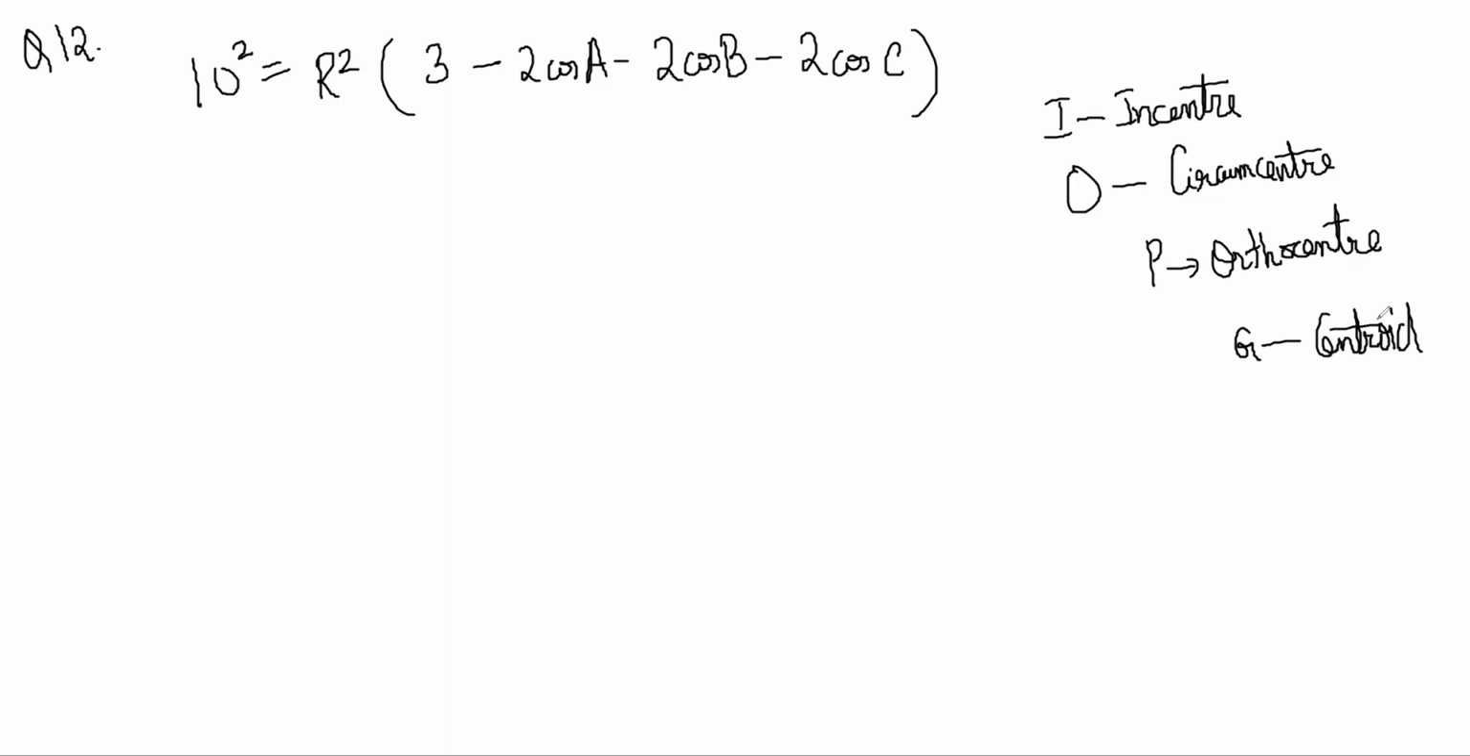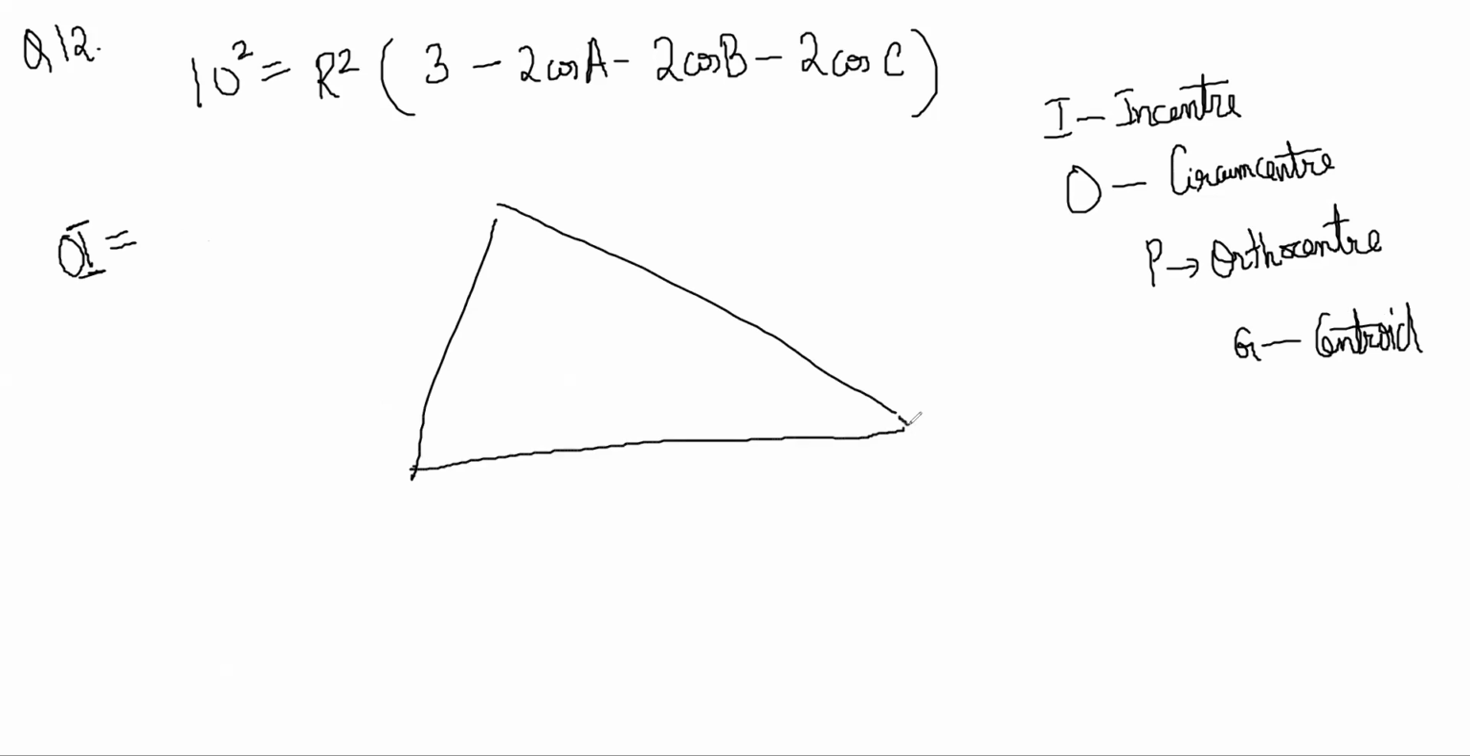Now, in the theory, we remember we had proved this OI. In the theory section, have I discussed this with you? You don't remember? Circumcenter to incenter. Yeah, we had discussed it, but the formula we have to recall. It's R root of 1 minus 8 sin B by 2, sin C by 2, sin A by 2.